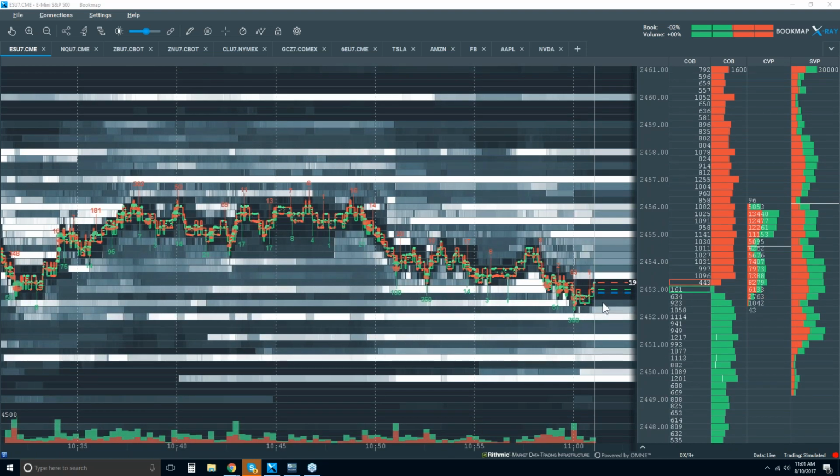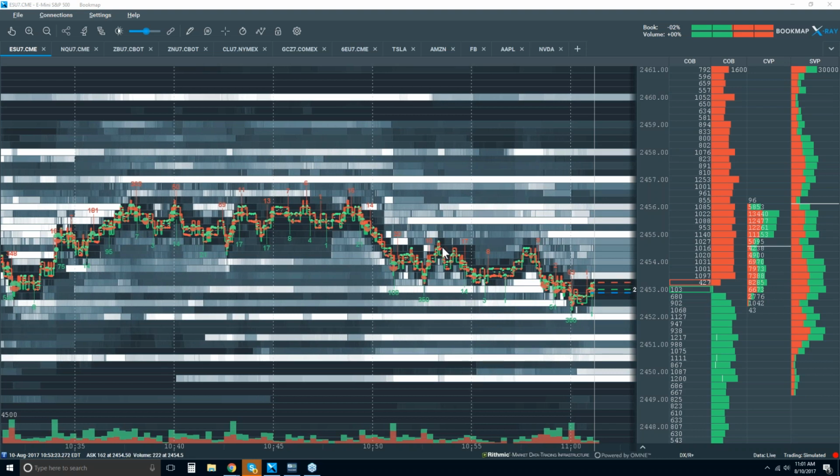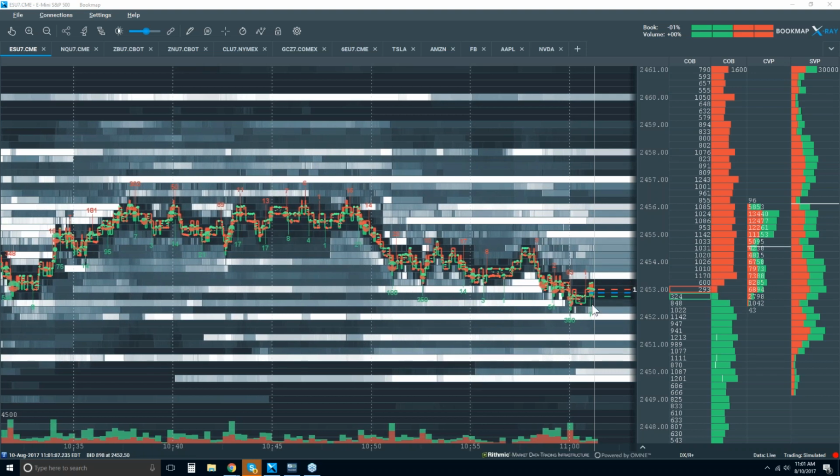Now you can see how we read this here, and we can see the move to the downside. We read this pretty nicely, looking for a pullback into some of these areas, and then looking for that continuation to the downside.